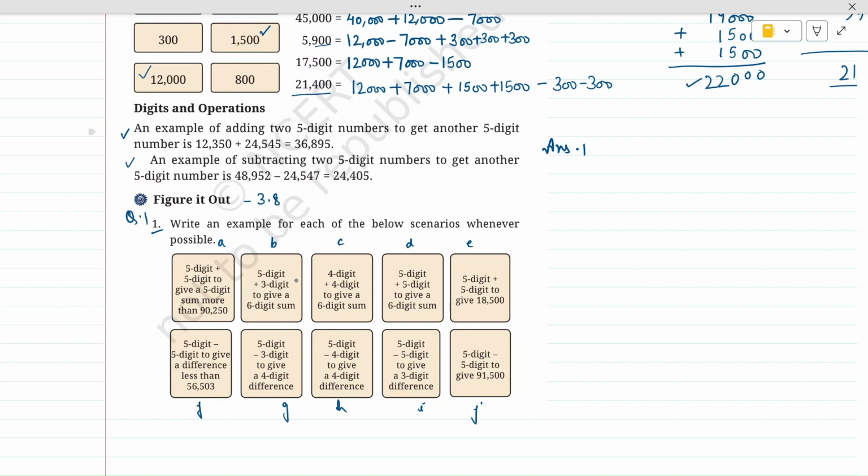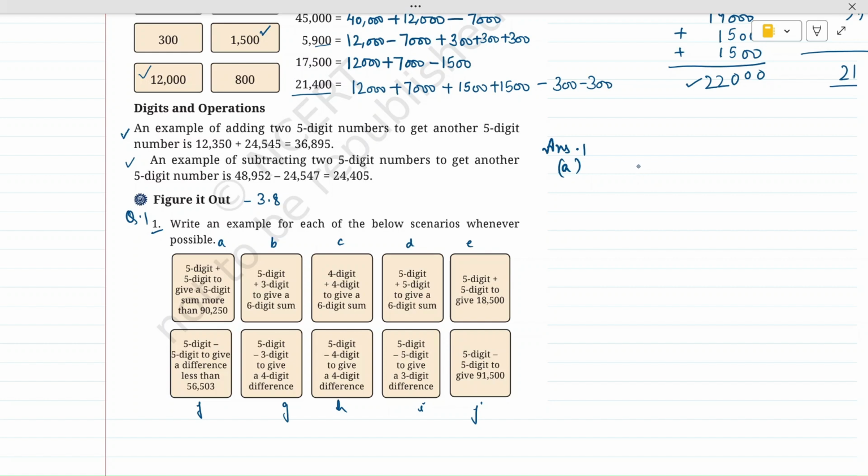Now the first is: we have to write a 5-digit number such that when one 5-digit number is added to another 5-digit number, it gives a sum that should be more than 90,250. So let's do this. What we have to do, we need two 5-digit numbers.